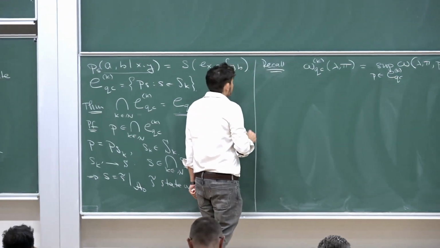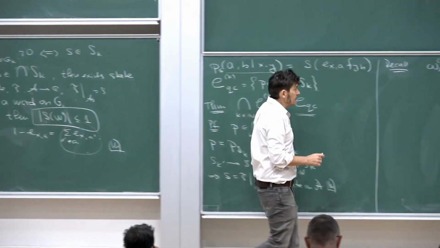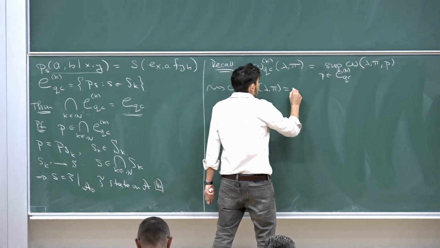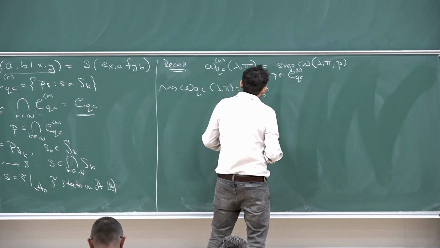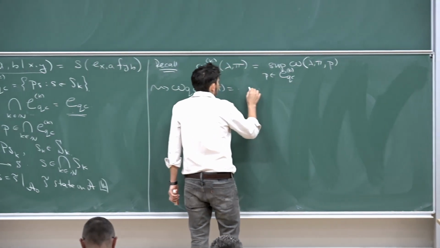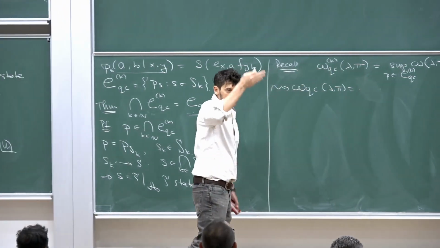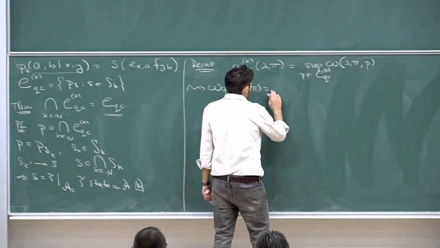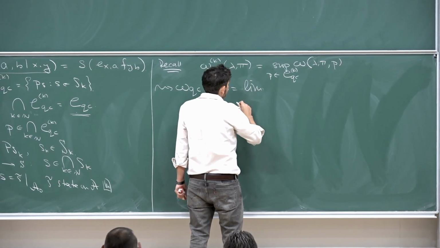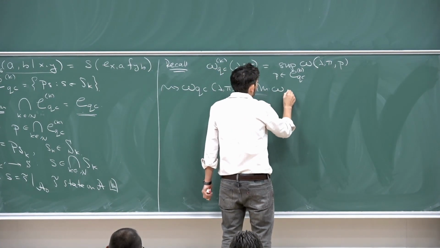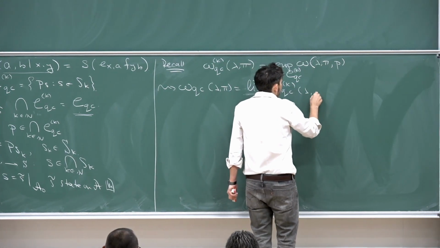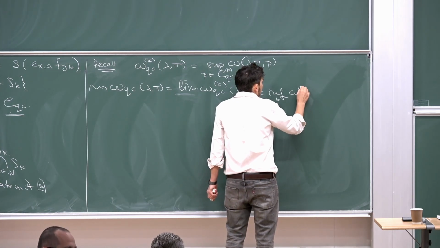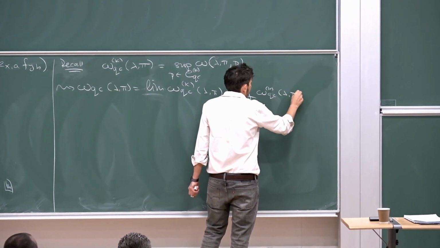And now this intersection property gives me that the QC value will be the limit. So it's a limit from below, so they're decreasing. They're strictly decreasing these values. So it will be the limit and it will be the infimum. They're decreasing, it's a decreasing sequence, so it is the limit of omega QC k of lambda pi, which is also the infimum over k of omega k QC lambda pi.